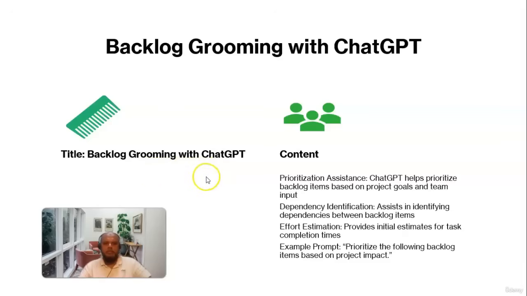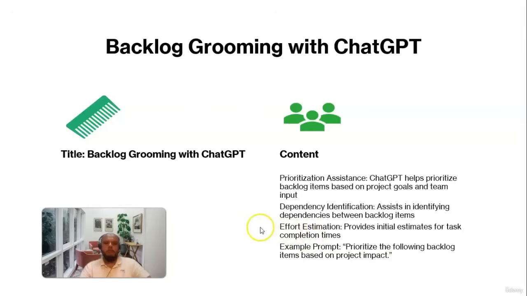Backlog grooming is essential for keeping your project on track. ChatGPT can assist with prioritization: it helps prioritize backlog items based on project goals and team input. Dependency identification: ChatGPT can identify dependencies between backlog items, helping you plan more effectively. Effort estimation: it provides initial estimates for task completion times, aiding in sprint planning. For instance, you can give the prompt which I am showing here.